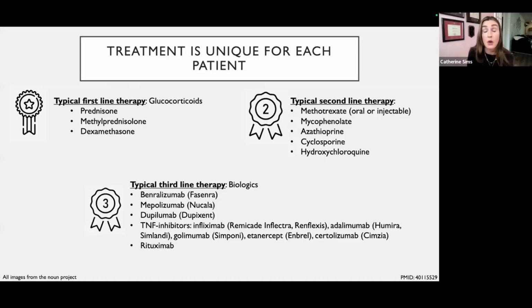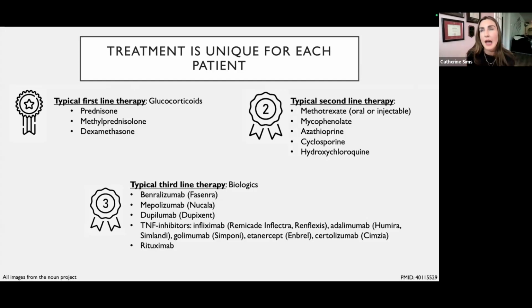A lot of our decisions, I will be honest with you, are made by insurance, what they will approve, but then also the side effect profile. So methotrexate is a relatively inexpensive medication. It has been shown to be effective in EF. So we typically start here because these medications, they're more expensive. They have certain complications. They may be injectables or infusions.